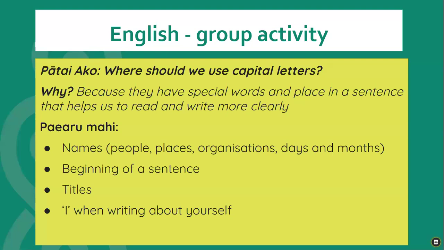So the first example we've got today is an English example, which I've created as a group activity. So this would be probably for phase 1, but could be phase 2, depending on the needs and where your students are at the moment. So the pātai ako, the learning question or learning intention, is: where should we use capital letters? So we've got the rationale, which is a big motivator for students to understand why they should learn where capital letters go. And then we've got a simple success criteria, which I've aimed at phase 1.